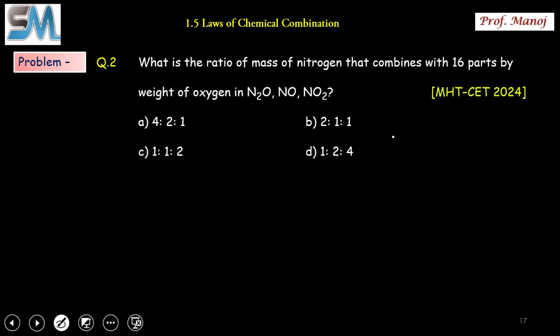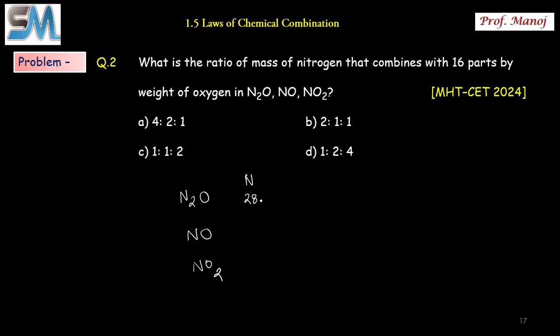Check another question of CET 2024 again. What is the ratio of mass of nitrogen that combines with 16 parts by weight of oxygen in these particular compounds? So a bit of calculation. N2O, NO, NO2. What is the mass of nitrogen here? 28 gram, 14 gram, 14 gram. What is the mass of oxygen here? 16 gram, 16 gram, 32 gram. So what is the question asked? The mass of nitrogen which combines with 16 parts by weight of oxygen.